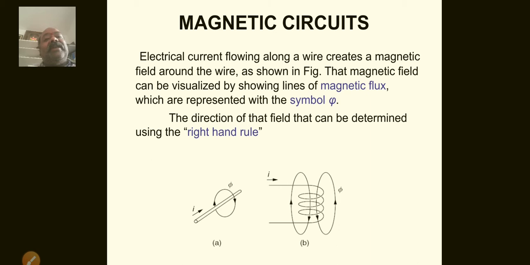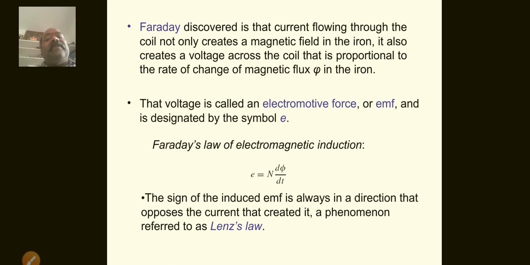Basically, we used to take the inductance property, which you already know. What is the inductor, self-inductance, mutual induction and all. But we will take into account the preliminary things. Faraday discovered that the current flowing through the coil not only creates the magnetic field in the iron, it also creates a voltage across the coil that is proportional to the rate of change of magnetic flux in the iron.